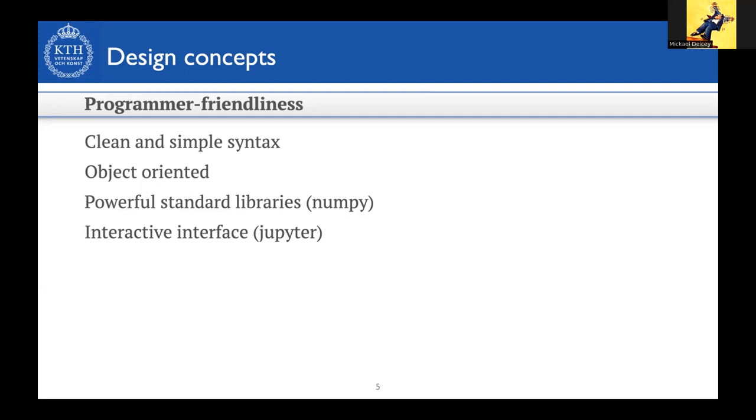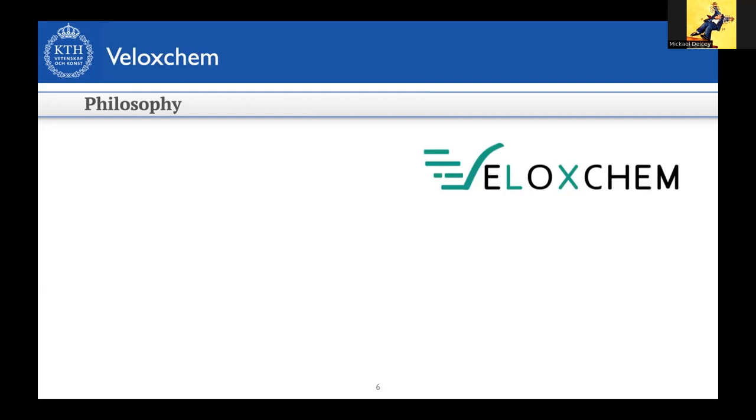And that thing that makes it an ideal environment for teaching and developing. And I'm going to try to illustrate this. So this has been sort of the philosophy we used when we built this program called Veloxchem. So what we wanted is to use Python as much as possible. So most of the Veloxchem code is written in Python.